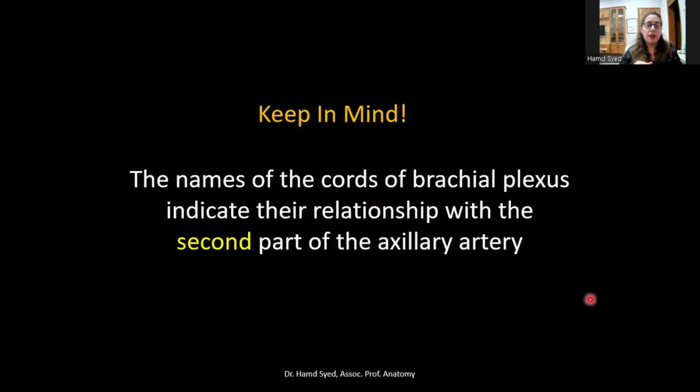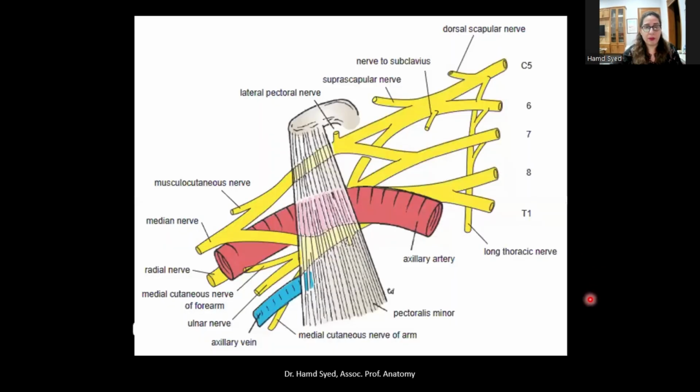So keep in mind that the cords of the brachial plexus are named according to their relationship with the second part of the axillary artery. Now, this is a simple diagram. We've removed the muscles, the majority of the surrounding structures, just to focus on the brachial plexus and its specific branches and its relation to the axillary artery. So let's look at the origin first, the roots of the brachial plexus.